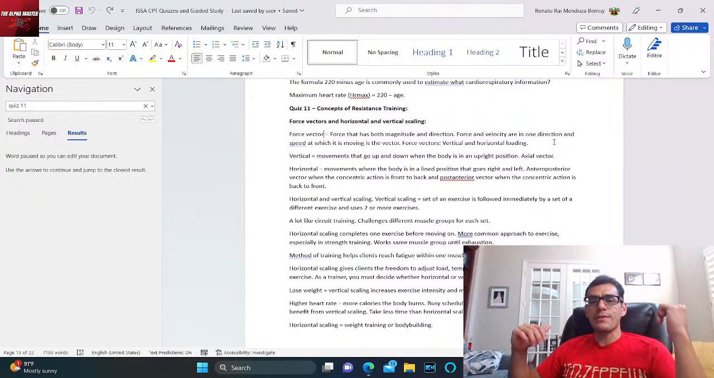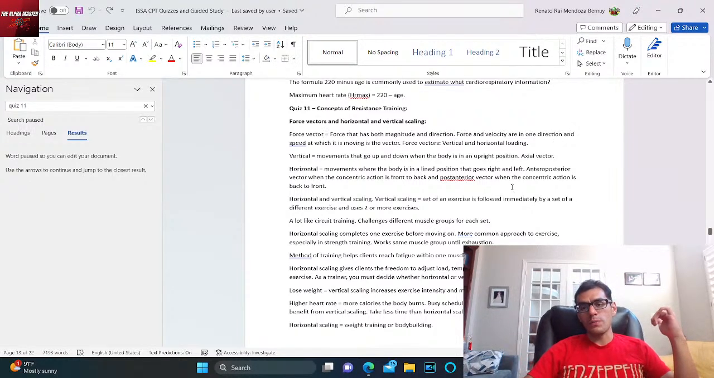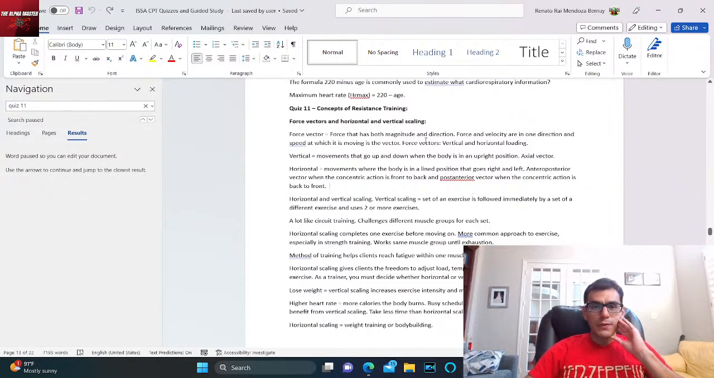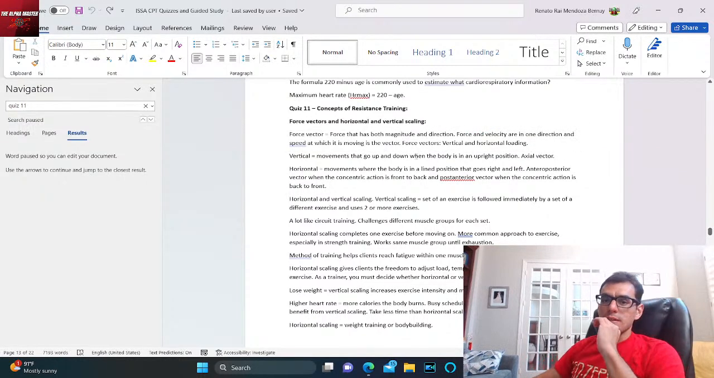Anterior-posterior vector is where the concentric action is front to back, and posterior-anterior vector is when the concentric action is back to front. The force vector and horizontal and vertical scaling.